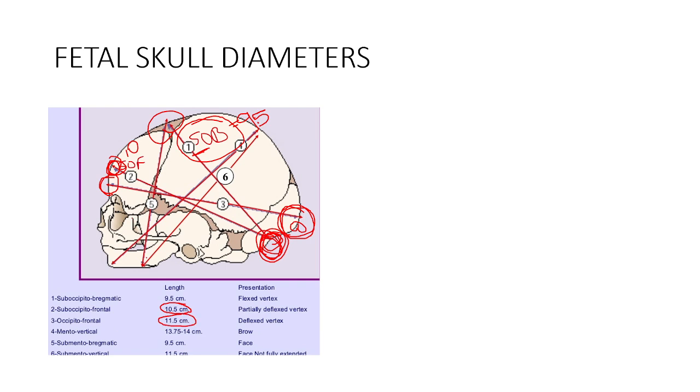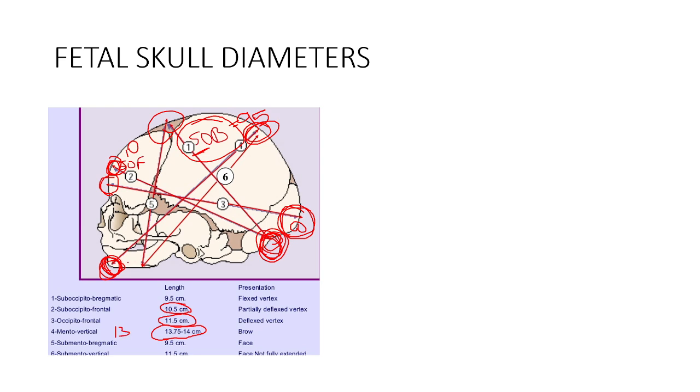And the fourth one is the mentovertical. The mentum is the chin bone. So mentovertical is from the mentum to the highest point of the parietal. This mentovertical is around 13.75 to 14. Usually we call it 13 centimeters. So this is the longest diameter.